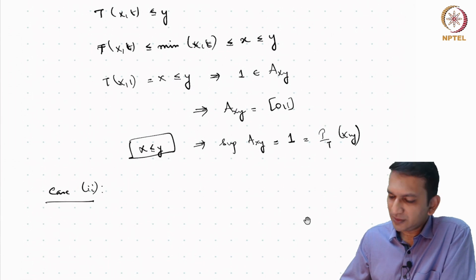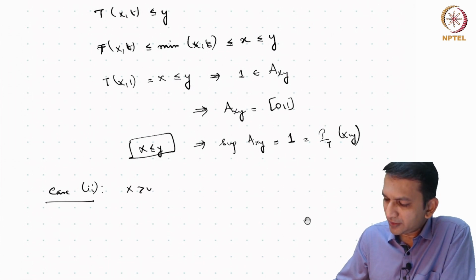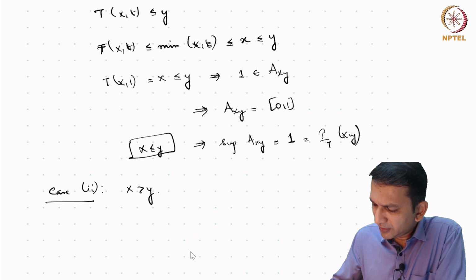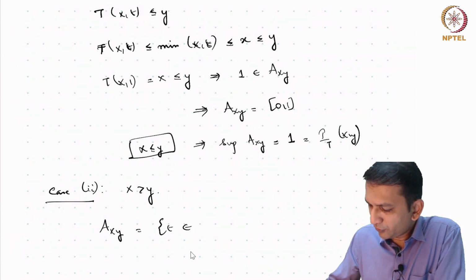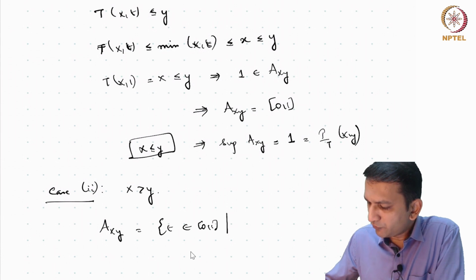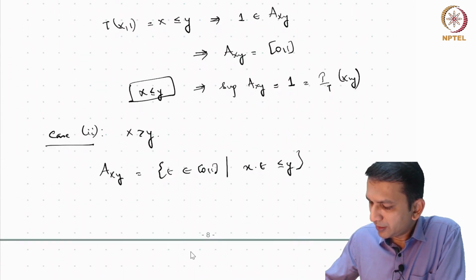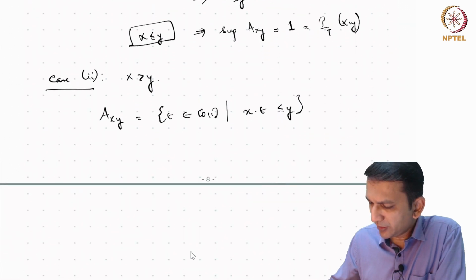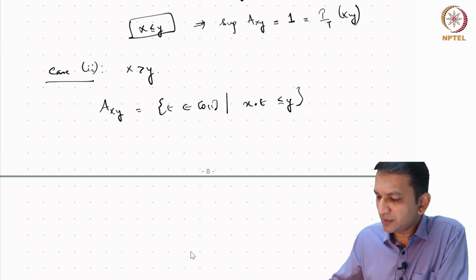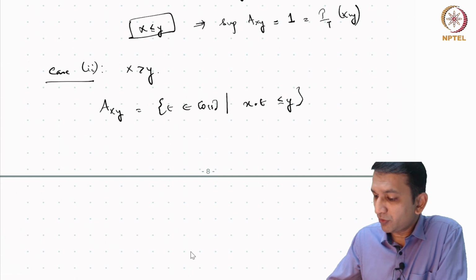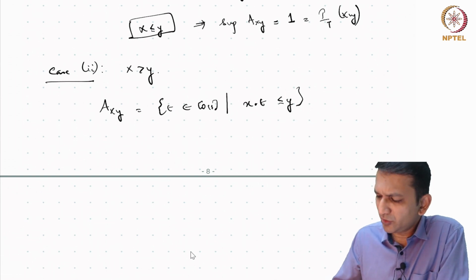Now consider the case x greater than y. In this case, let's look at a_xy. There is a set of t element of [0, 1] such that, for the product t-norm, xt is less than or equal to y. Note that x is greater than y, and now we want the maximum such t, the supremum of all those t such that xt is less than or equal to y.